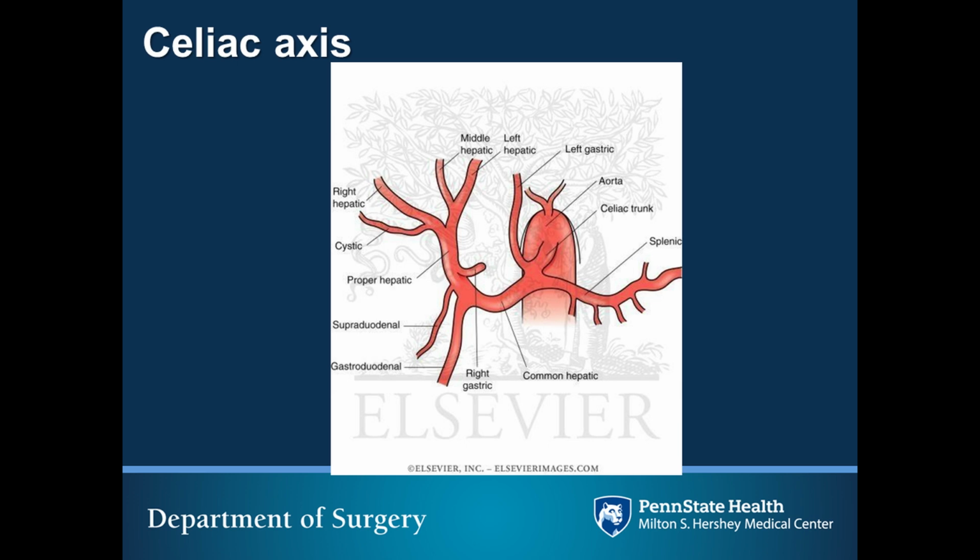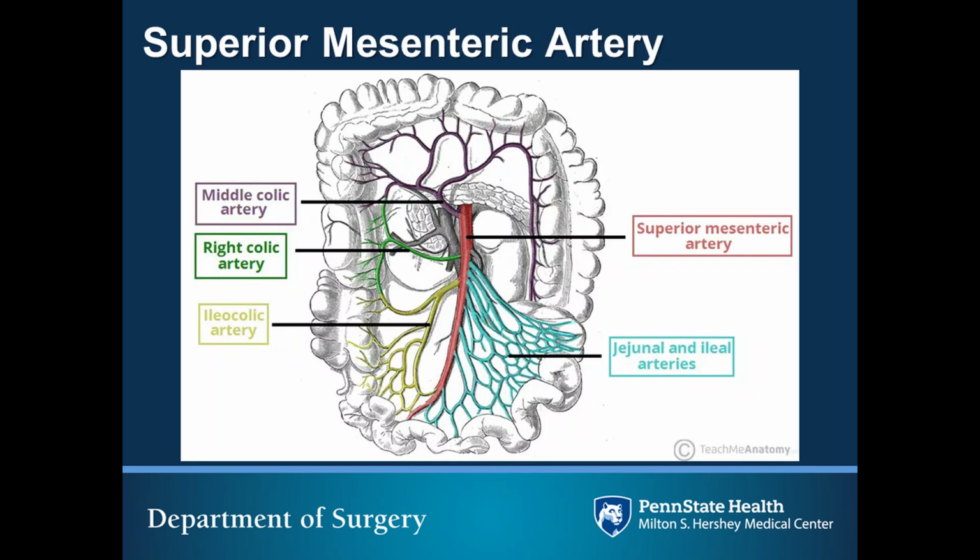right gastric. The next important arterial branch is the superior mesenteric artery, which normally arises around L1 and is usually approximately 1 centimeter distal to the celiac axis. Branches include the inferior pancreatico-duodenal artery, as well as the ileocolic, right colic, middle colic, and jejunal and ileal arteries.